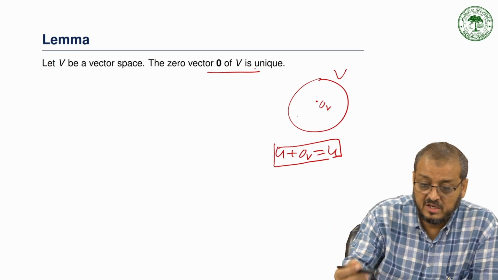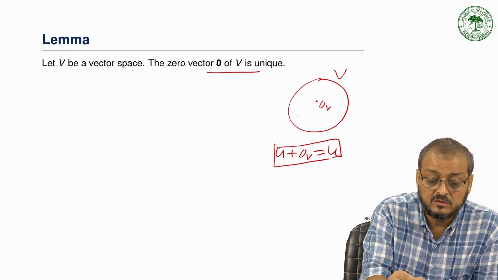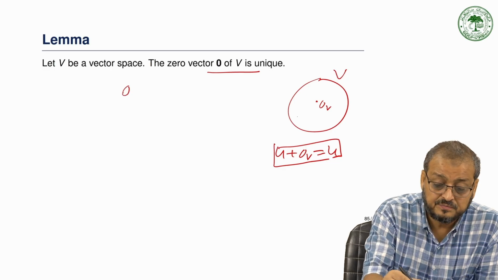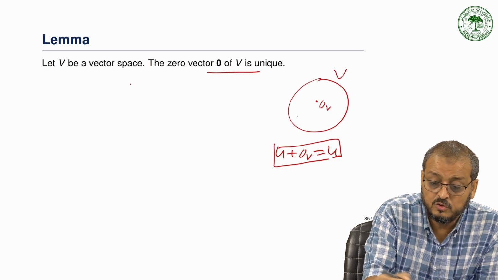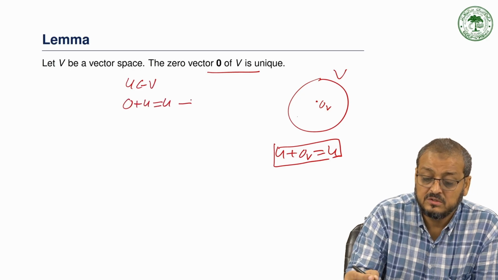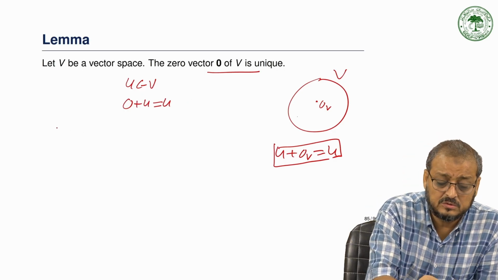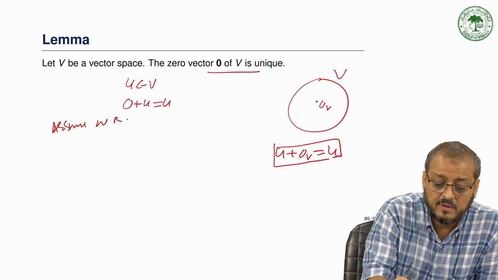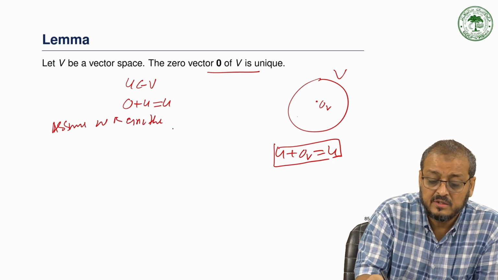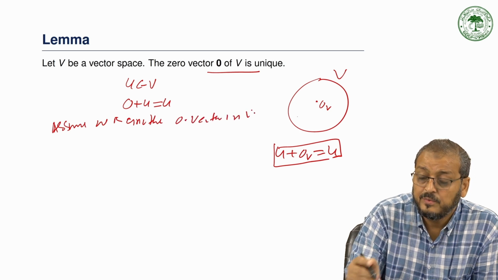So let us start. We have a 0 vector. If 0 is the 0 vector, then for all u belonging to the vector space V, we have 0 plus u is equal to u. We just write it. Assume that there is another 0 vector. Suppose w is another 0 vector in the vector space V.